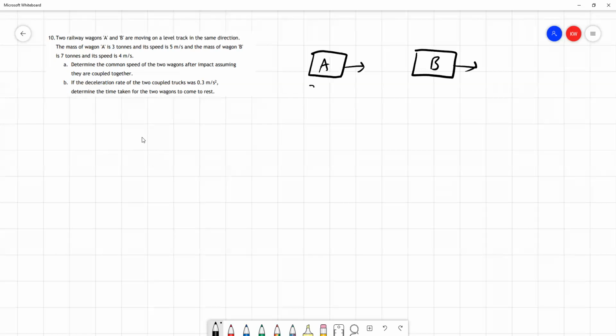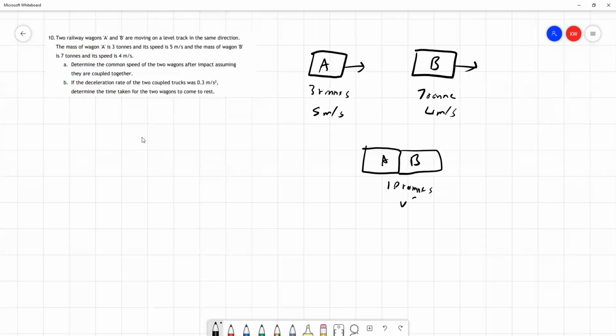So we've got A weighs 3 tons, is traveling at 5 meters per second, and B weighs 7 tons and is moving at 4 meters per second. So A is going to catch up with B, and they're going to couple together and continue traveling. So what we're going to have after this is two of them together, A and B. They'll have a combined mass of 10 tons, and we're trying to find out what velocity that's moving at there. So sometimes a picture can be helpful to our understanding of what's going on in the question.